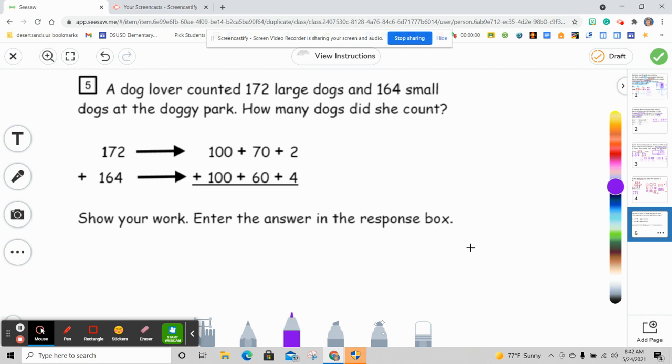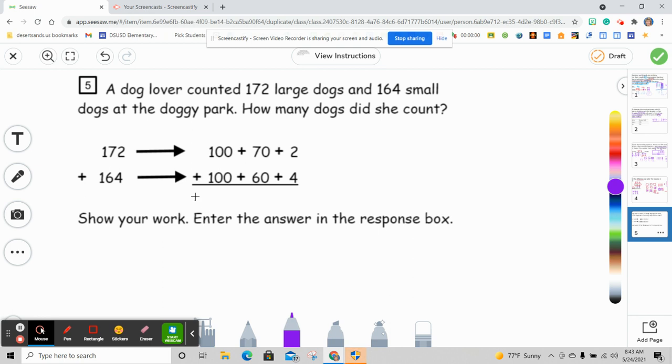And let's do the last one. A dog lover counted 172 large dogs and 164 small dogs at the doggy park. How many dogs did she count?